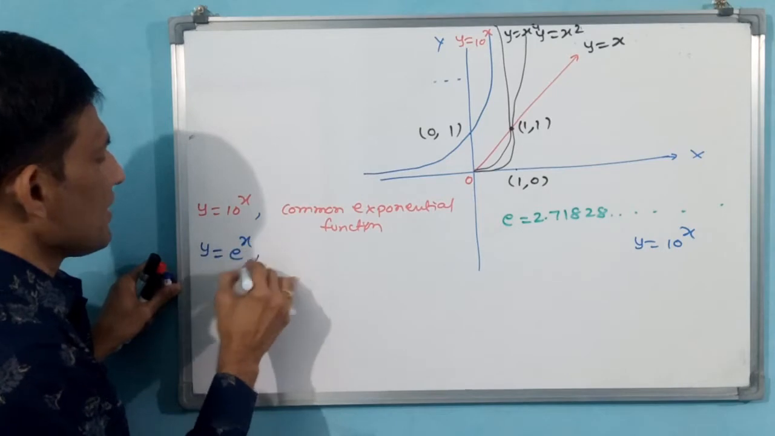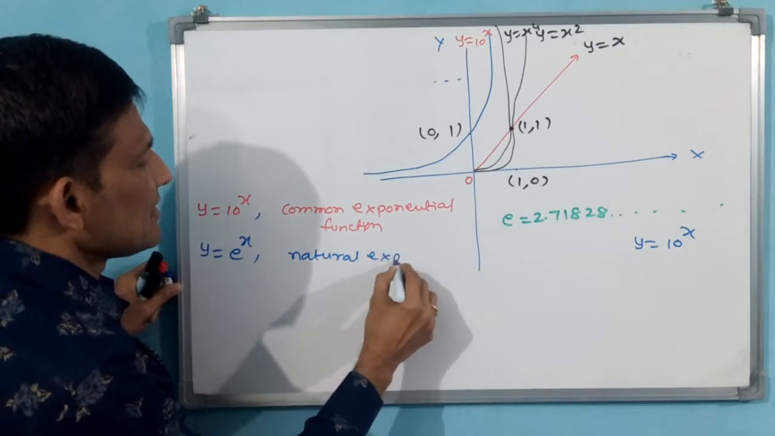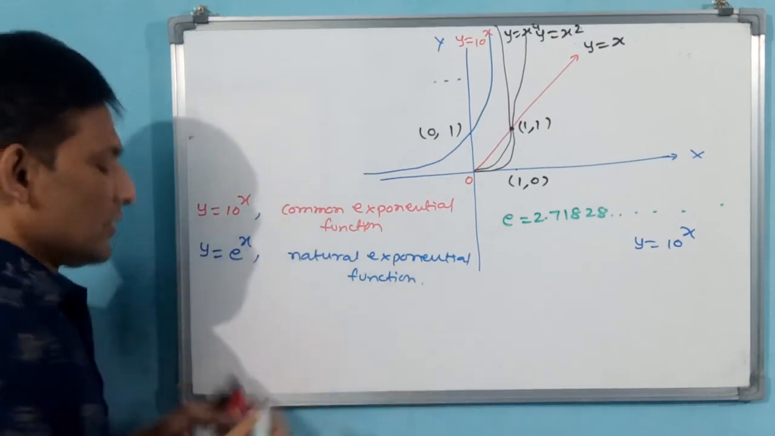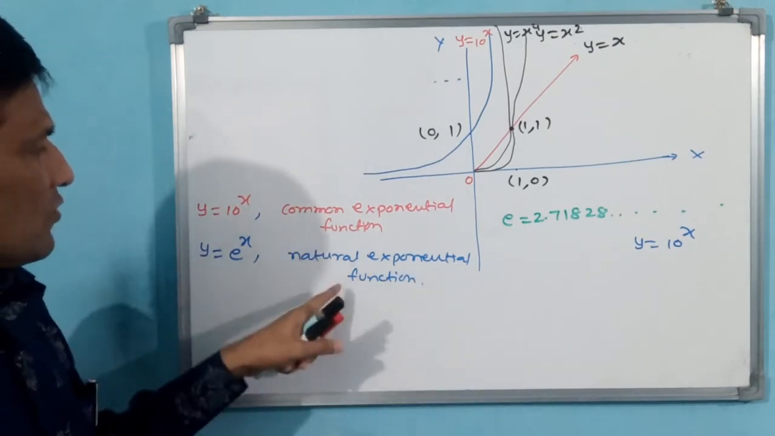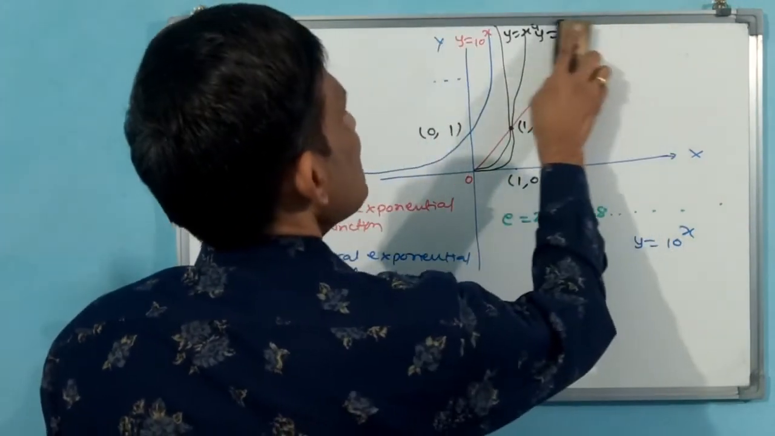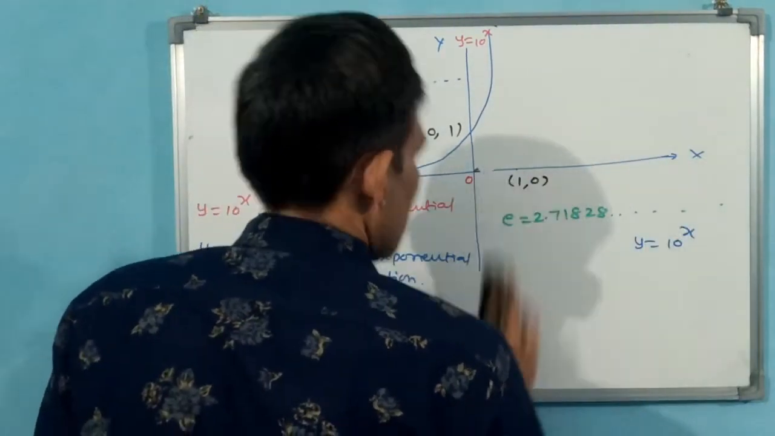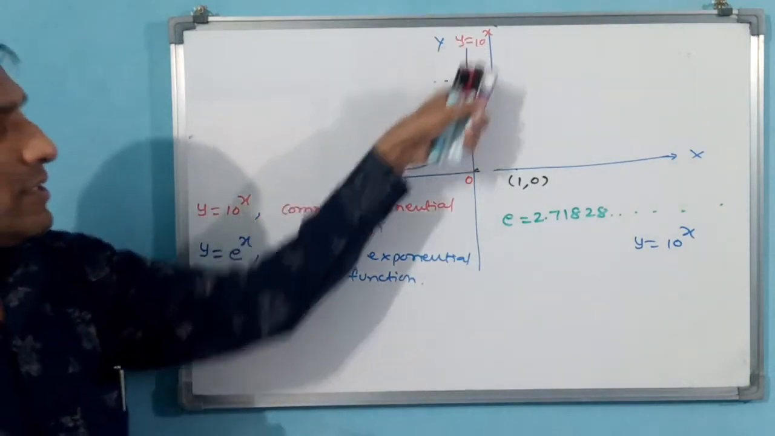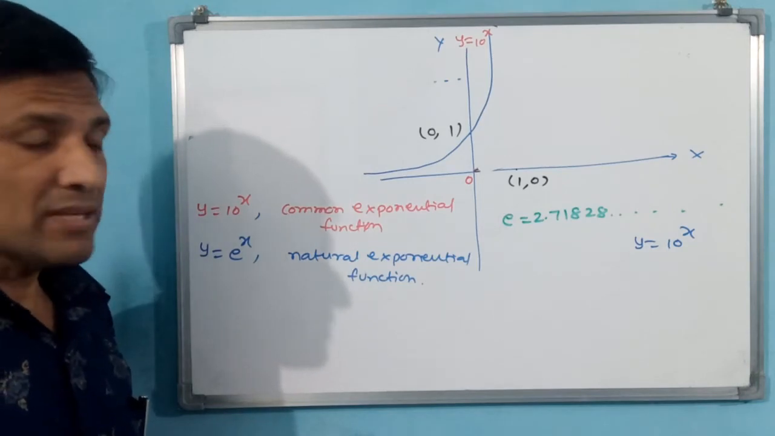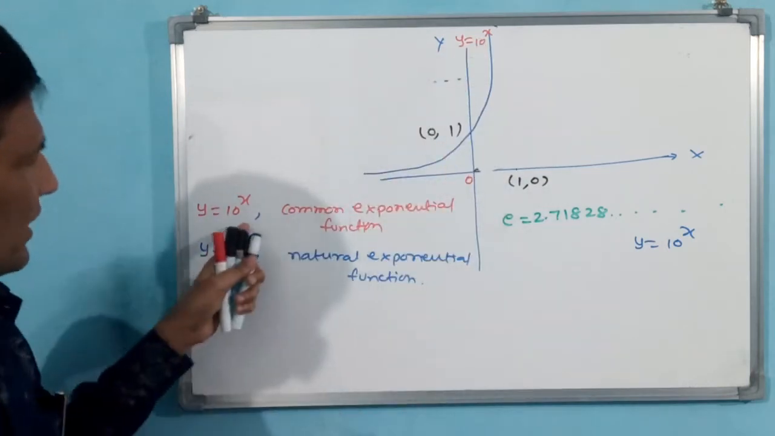y is equal to e power x, natural exponential function. You understand now? See, y is equal to 10 power x, y is equal to e power x, both graphs are the same. Now I can remove these graphs. You see, only this graph you can take for both. For both this is the same. Now 10 power x you need not take. You take only e power x only.